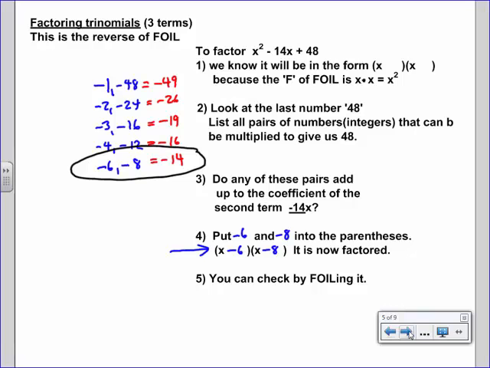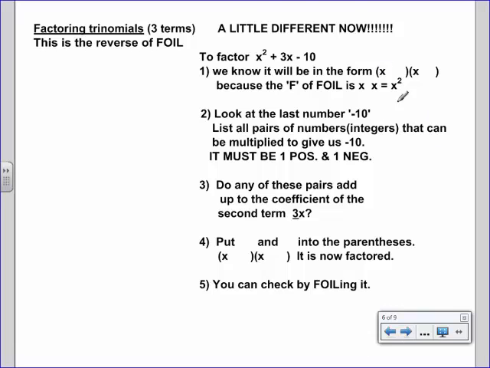Okay, a little bit more involved, but not too much, is when your third term is a negative. This is a little bit different as it's noted up here. You still have the same where you have to have x and x. However, the only way you can multiply and get a negative is if you have one positive and one negative number. So we're going to list all pairs of integers that can be multiplied to give us negative 10. Again, we have to have one positive and one negative. And then say, do any of these pairs add up to the middle coefficient, positive 3?